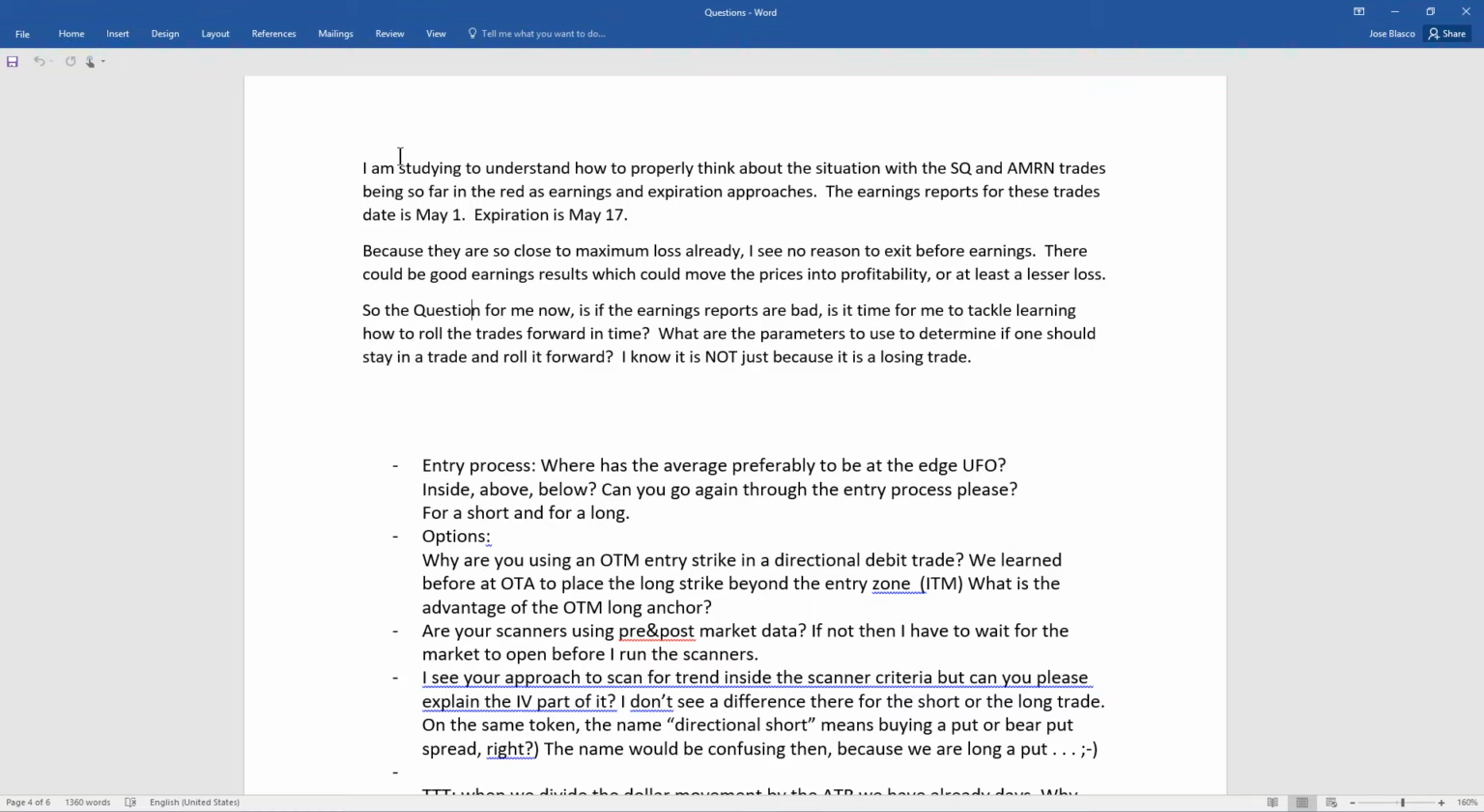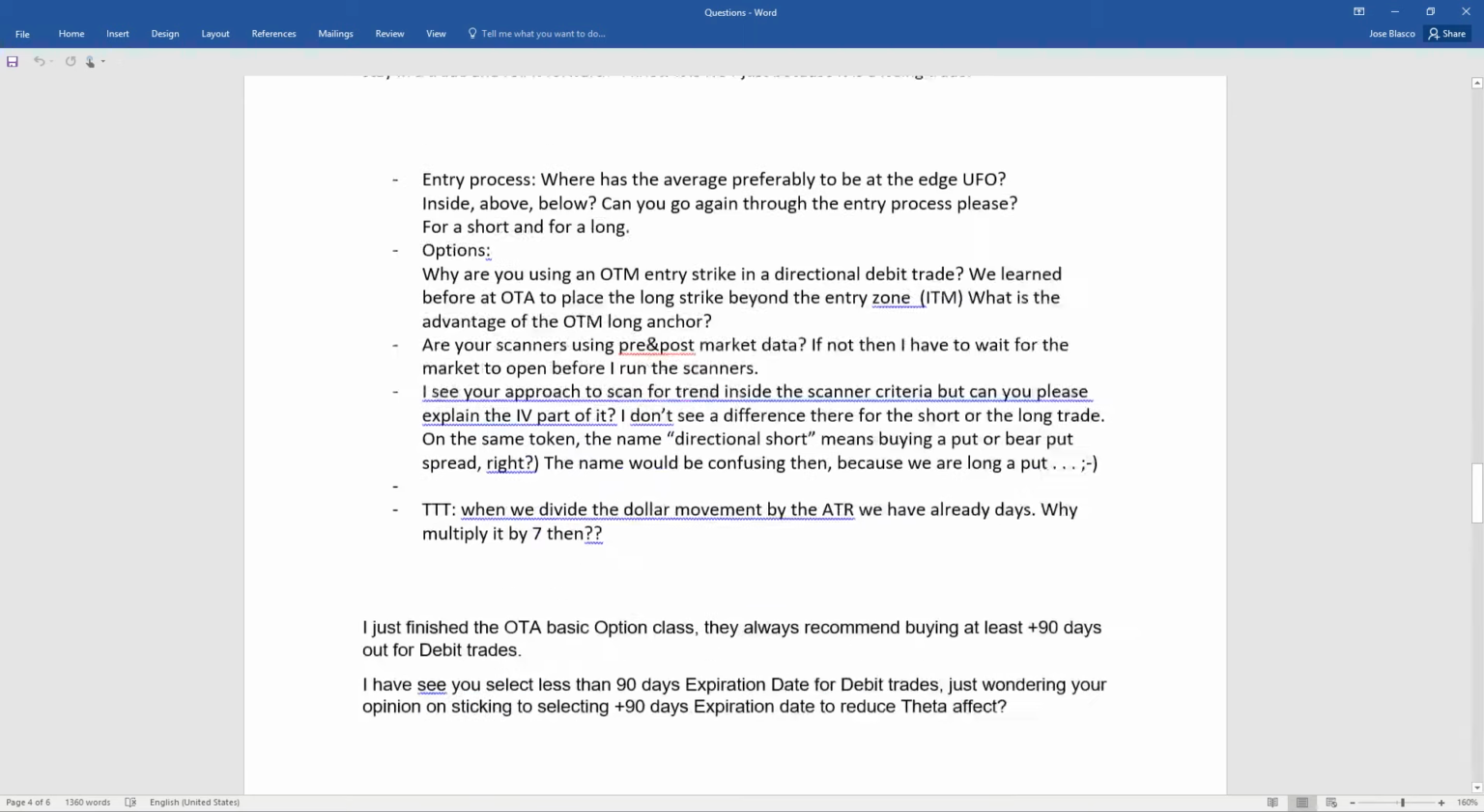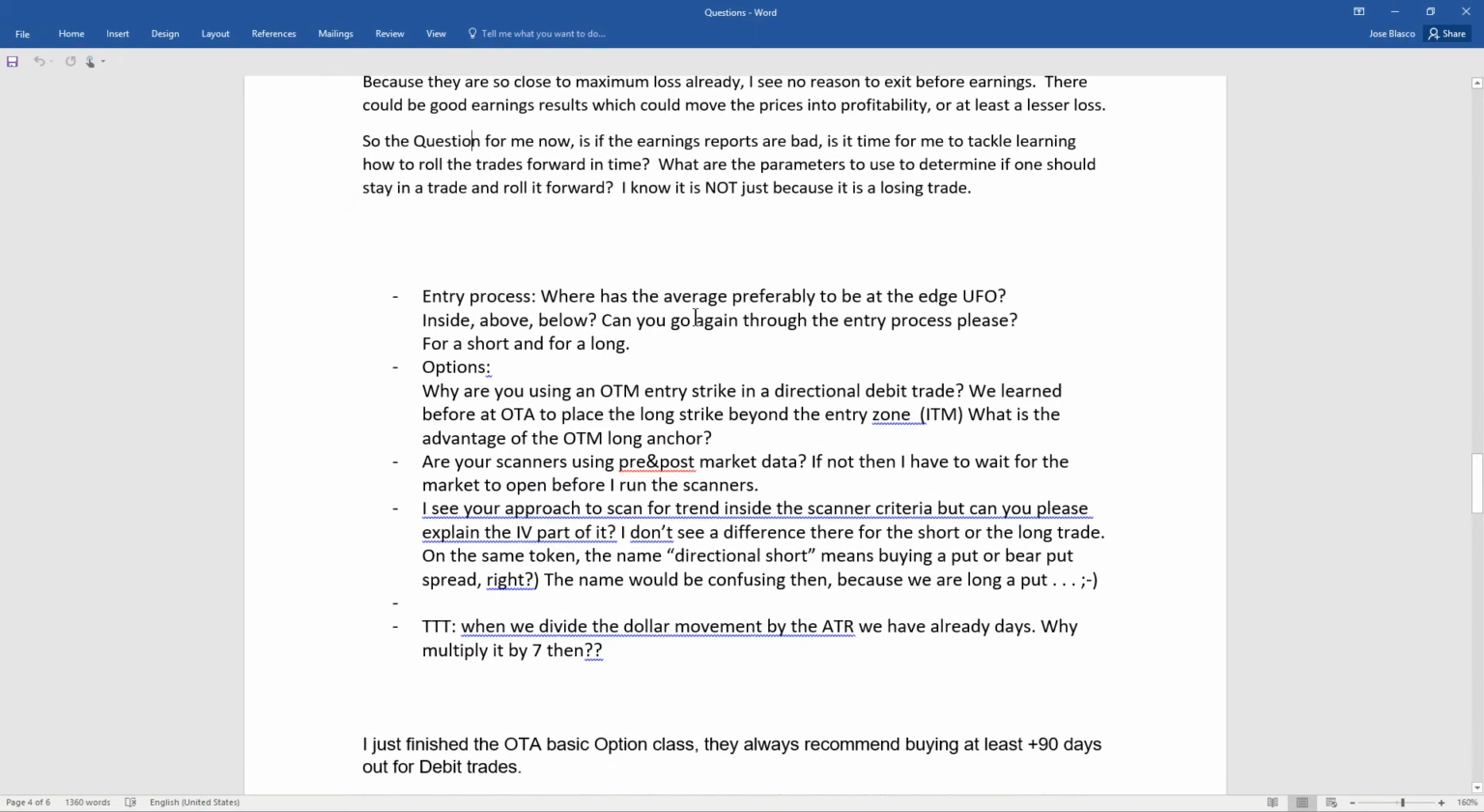Because they are too close to the maximum loss already, I see no reason to exit before earnings. There could be good earnings results which come. So the question for me now is, are the earnings reports bad? Exactly. Again, to answer that question, I need to teach what I haven't taught yet. More questions. Oh, you are just killing me, Bojan, with your question. I cannot reveal that.